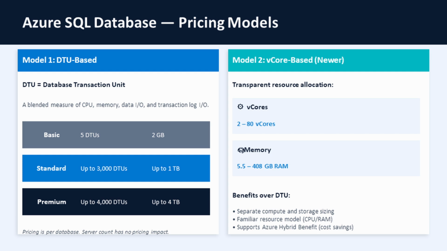The vCore model also has an important advantage. It supports the Azure Hybrid benefit, which allows you to use your existing on-premises SQL Server licenses to reduce costs when running in Azure. The key thing to remember about pricing for both models is that Azure SQL Database is priced per database. The server is free, so whether you have 10 databases spread across 10 different servers, or all 10 on a single server, you pay the same, based on the number and tier of databases, not the number of servers. And if you pick the wrong tier, no problem. You can change the tier at any time, and the transition happens with minimal downtime.